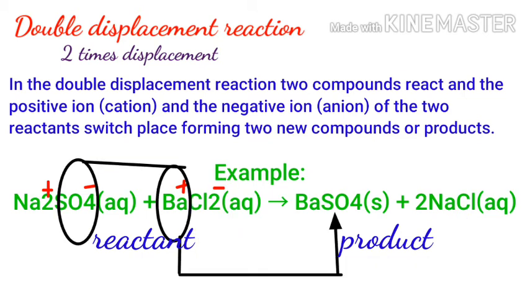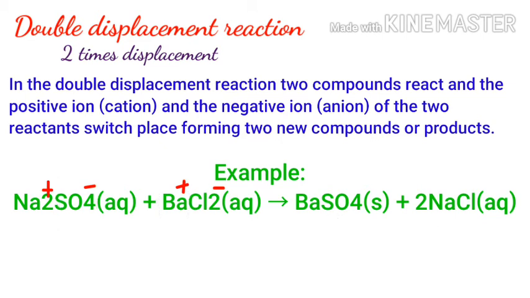So remember, in this reaction the cation and anion of the different compounds displace with one another, forming two different compounds. So the reactant part, anion and cation, combine in the product part to form two new different products.